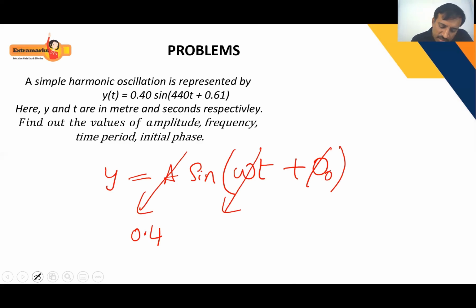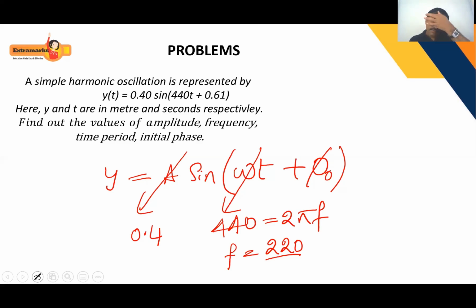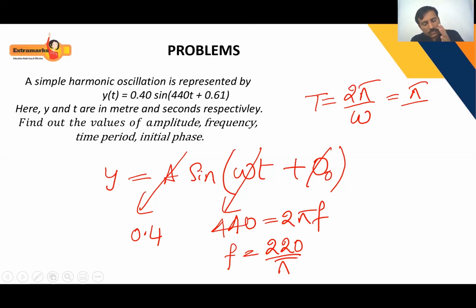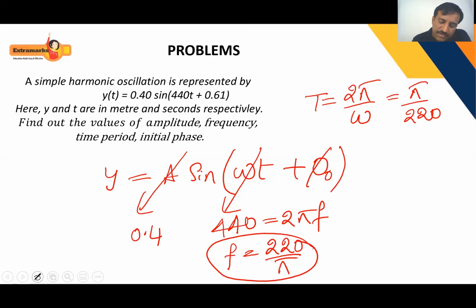What is omega? 440. But they are asking frequency, which is 2 pi f. Then obviously f is 220 by pi. Right? Then what about time period? The time period is 2 pi by omega, that is pi by 220, or I can say inverse of frequency is time period.